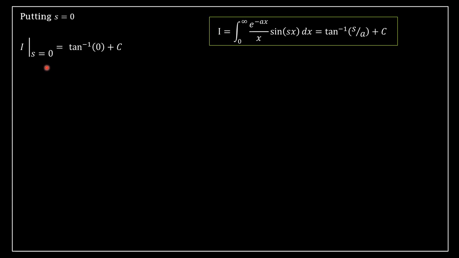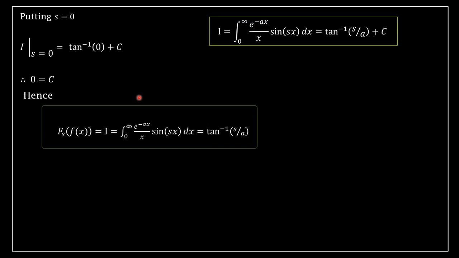What is your integral at s is equal to 0, students? Just substitute s is equal to 0 over here. Sin 0 is 0. So the whole integral reduces to 0. So the value of the constant c over here is 0. Hence, the Fourier sine transform of the function f of x is given by tan inverse of s by a. That completes the problem.